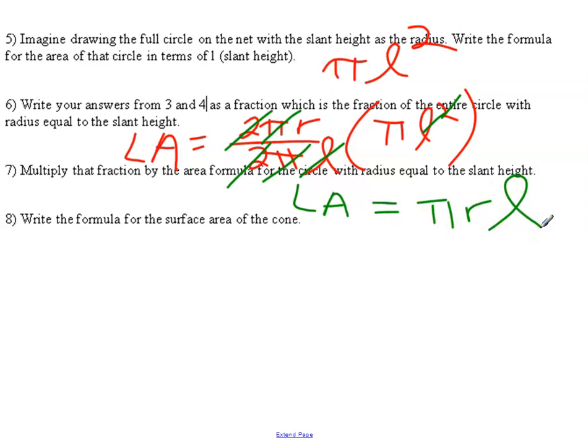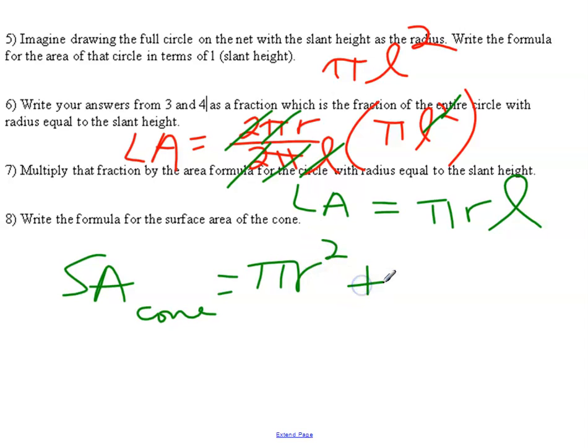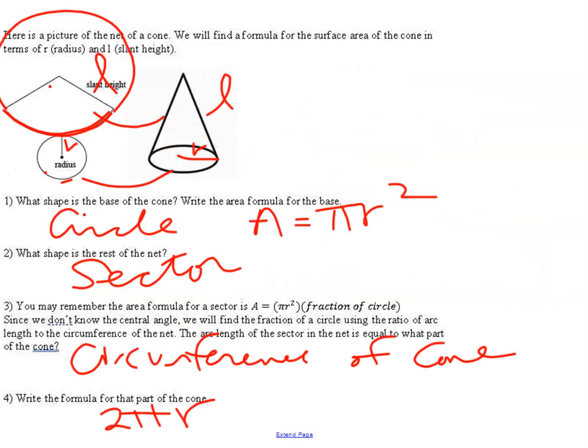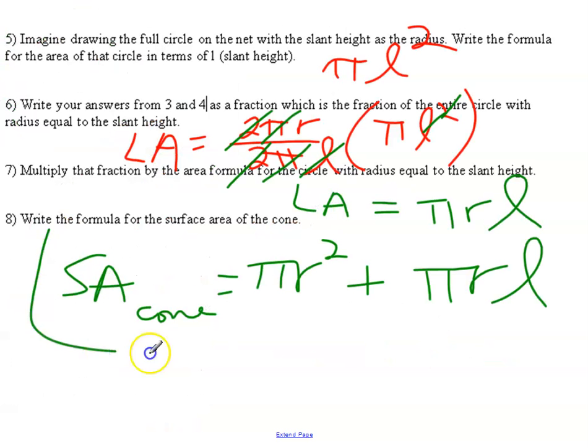So therefore, the full surface area of the cone equals pi r squared, there's the base, plus the sector ends up being pi r l, because it's a fraction of the full area of this. So you have the full circumference, you have the arc length. Arc length is equal to the circumference of the cone. That fraction is the fraction of the area of this whole circle. So there it is.